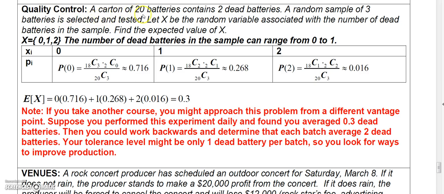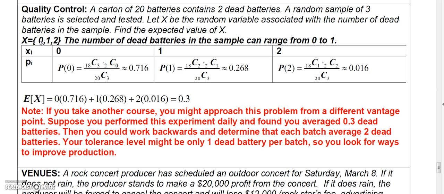Okay, now quality control problem. A carton of 20 batteries contains 2 dead batteries. A random sample of 3 batteries is selected and tested. Let x be the random variable associated with the number of dead batteries. Find the expected value of x. Now I did one similar to this earlier, so this is really just kind of a repeat.